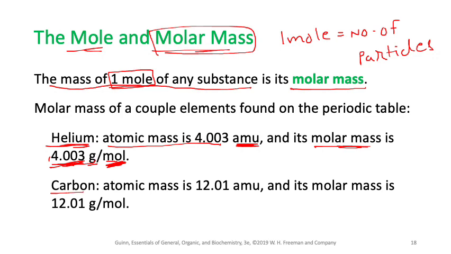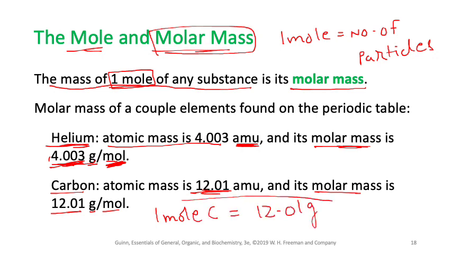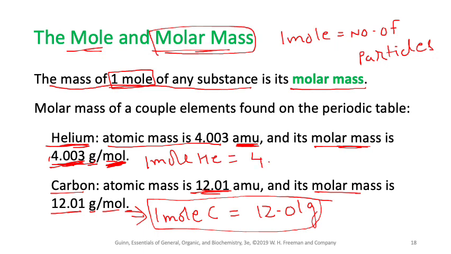Similarly, carbon has an atomic mass of 12.01 in the periodic table. Then what should be its molar mass? 12.01 grams per mole. So that means if I have 1 mole of carbon, I have 12.01 grams of carbon from this definition, grams per mole. Similarly, I can say if I have 1 mole of helium, how many grams of helium do I have? 4.003 grams of helium.